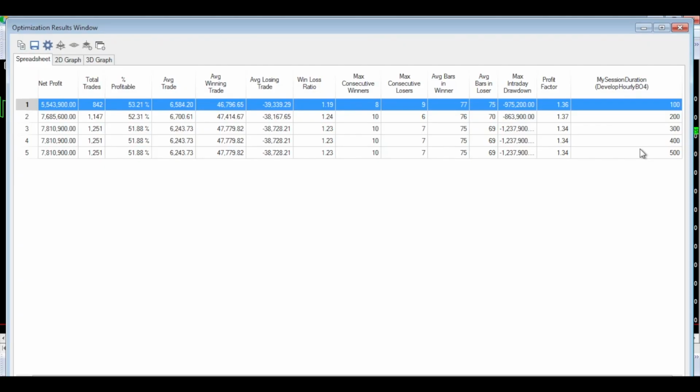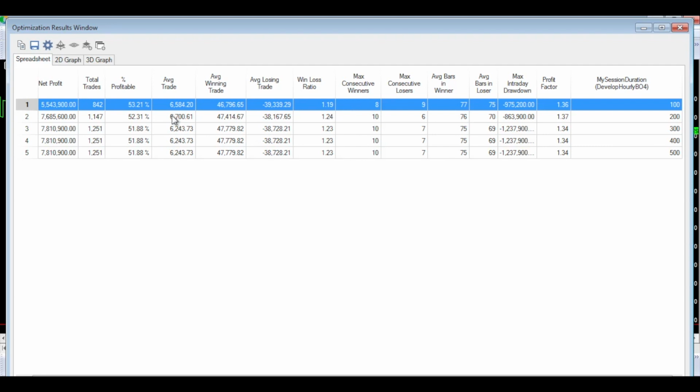And here's the results of that. So we've got session duration, 100, that's actually 1 hour. That's what we had initially. That's what we've been working with. You'll see the same 5.5 million net profit, 6,500 average trade. But is there a better solution?